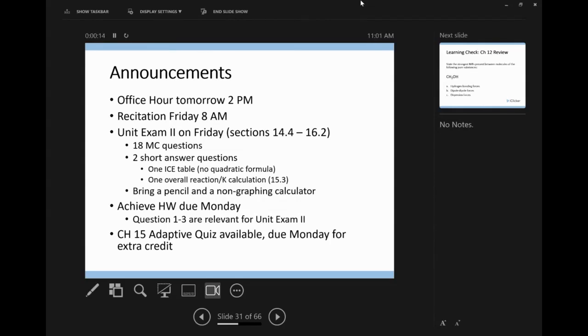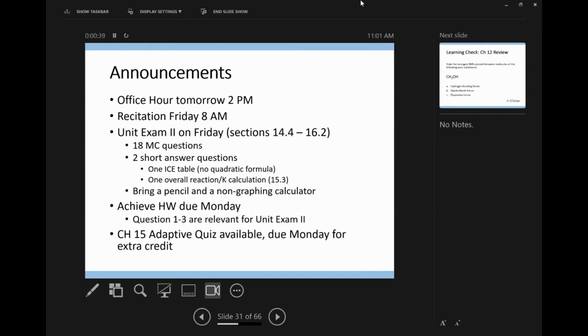So unit exam 2 covers sections 14.4 to 16.2. There are 18 multiple choice questions, 2 short answer questions, and I've not done this before, but I'm going to tell you what those questions are focused on. So one of them is an ICE table, but it's an ICE table where you won't need the quadratic formula. I think that will end up taking too much time.